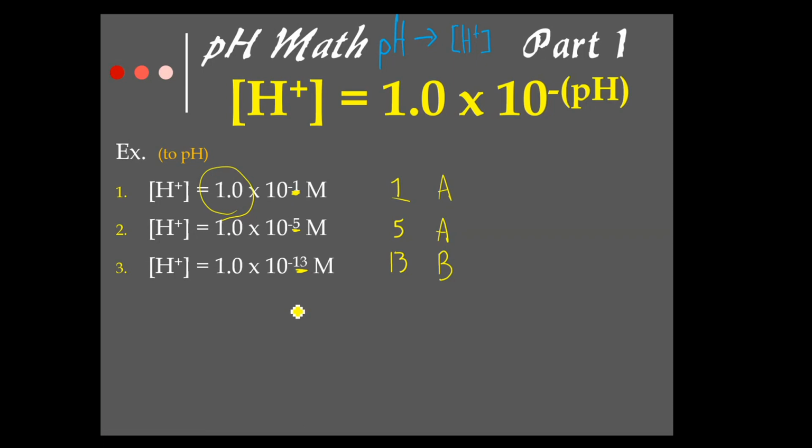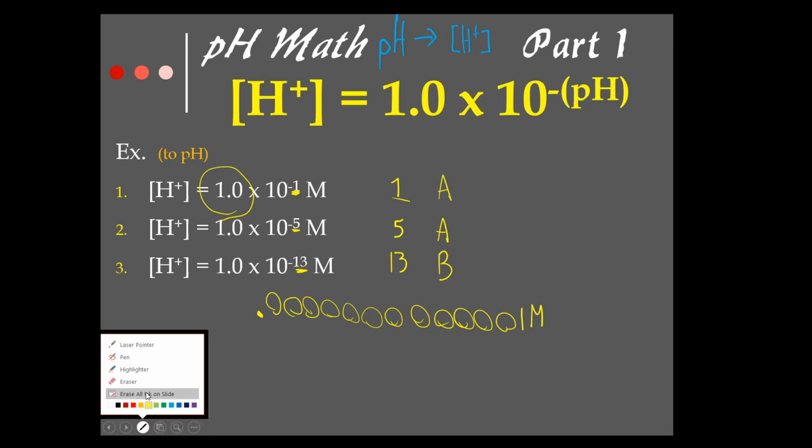You've got 1, 2, 3, 4, 5, 6, 7, 8, 9, 10, 11, 12, and then you got your 1. So 1, 2, 3, 4, 5, 6, 7, 8, 9, 10, 11, 12, and then it hops to the 13th power. So you have this many molar for hydrogen. It's incredibly low when you have 10 to the negative 13. So that was a little explanation for you.